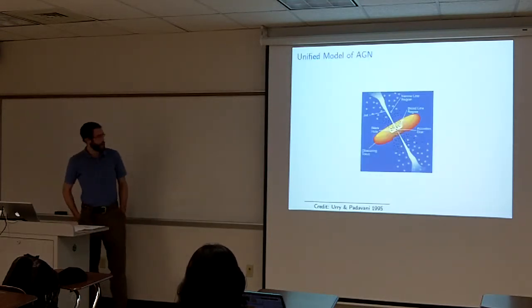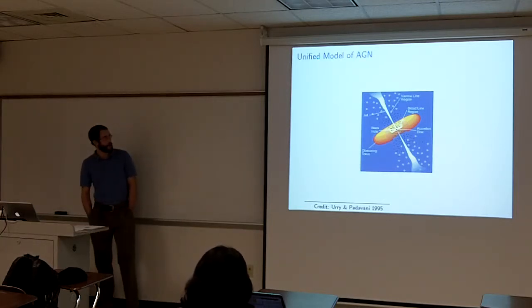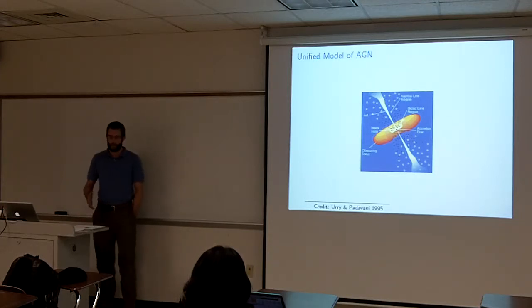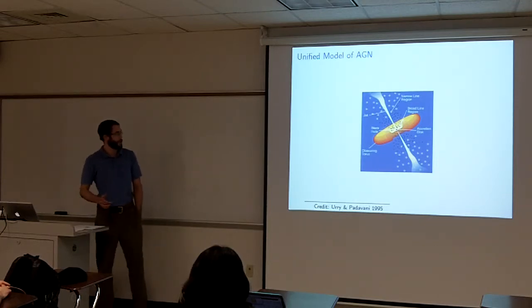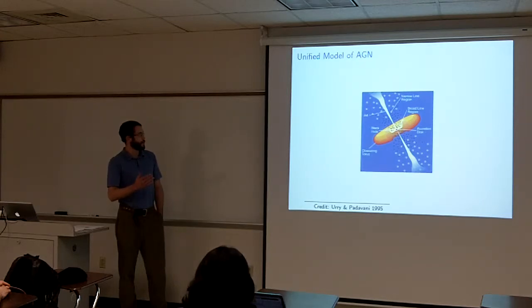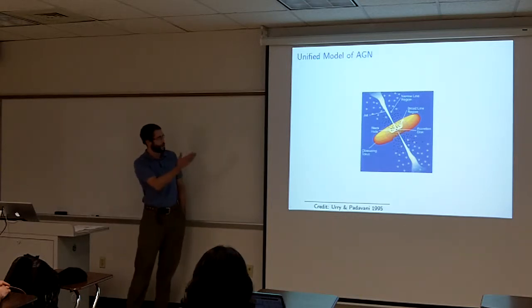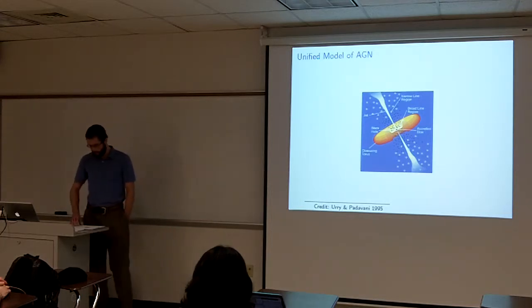So, in their 1995 paper, Urry and Padovani included this figure, which is descriptive of what many believe to be a model of AGN that unifies all the classifications of active galaxies that exist. Using this model, you can determine that all the classifications are orientation dependent, in which the viewer's orientation to the active galaxy determines what type of AGN you are looking at.